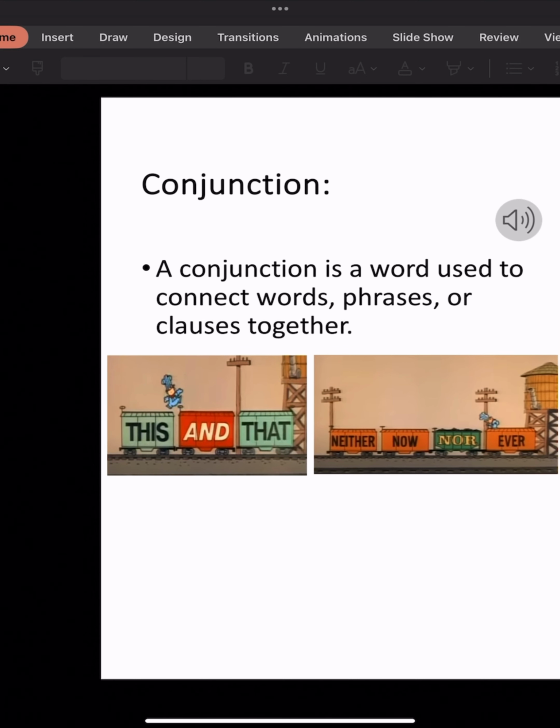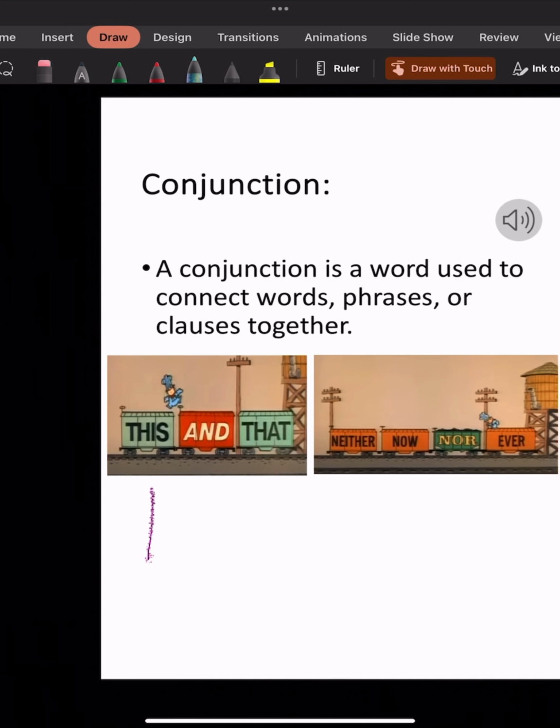You see some examples here from Schoolhouse Rock, where if you're at least above 35, I would say, you can remember "Conjunction Junction, what's your function?" Okay, so we've got this and that. And is your conjunction there. You've got neither now nor ever. Nor would be your conjunction there. And we will look at them in a list.